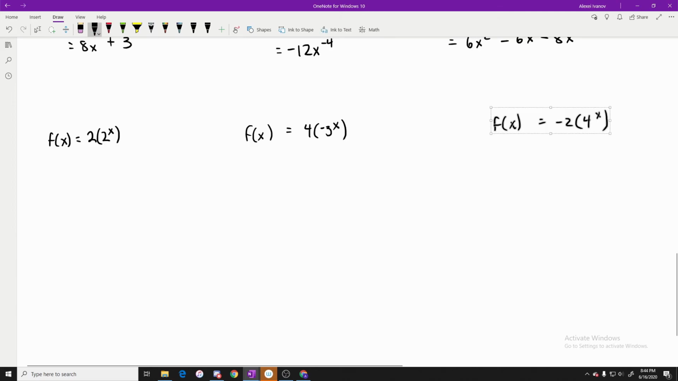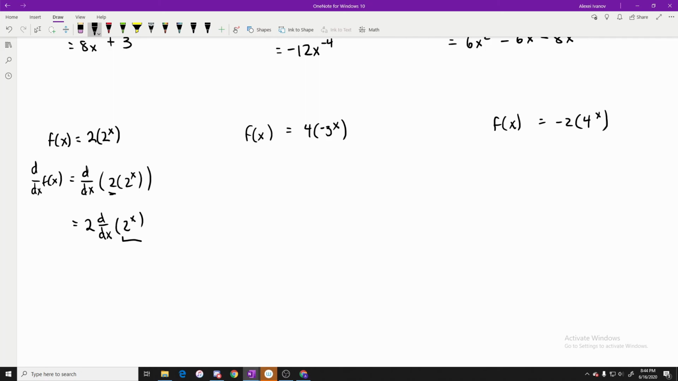So moving on to these last few examples, here we have this function, and we're going to take the derivative of it. So it's going to equal the derivative operator of 2 times 2 to the x. And we can see that this is a constant multiple. So first, let's bring it out of the derivative operator. And now we know how to take the derivative of an exponential function. It's simply the log of the base times the function itself. So we're going to end up with 2 times the ln of 2 times 2 to the power of x.